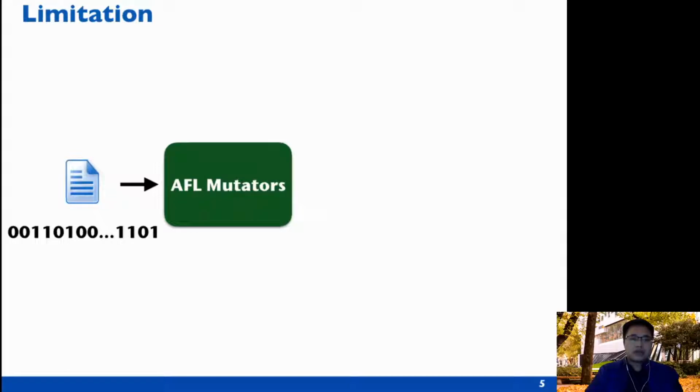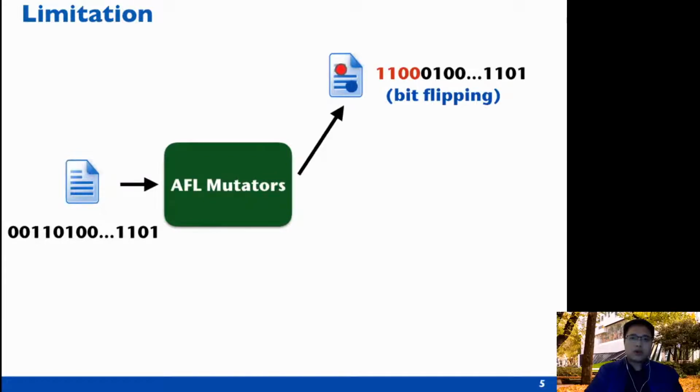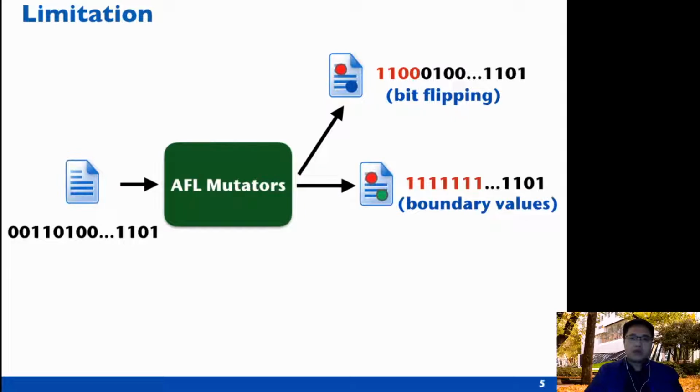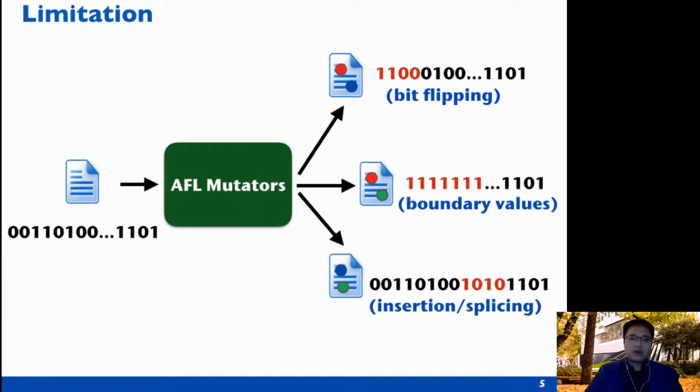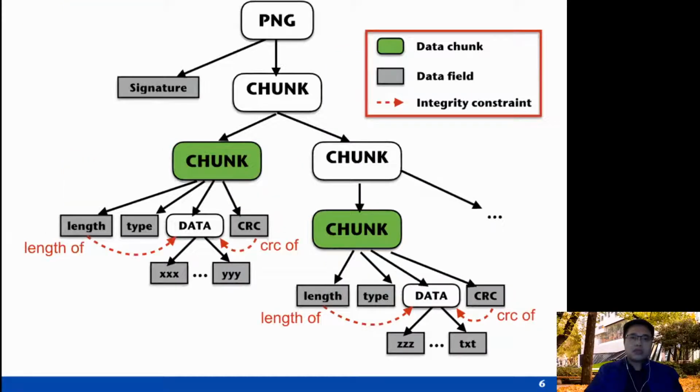However, this has a very critical limitation. It doesn't have any information about the input structure. So it views the input as a bit string. And because of that, it only applies simple low-level mutation operators like bit flipping or adding boundary values or doing some insertion and splicing of another bit string in a random way. Because of this limitation, it doesn't work well for structured input file formats like PNG.